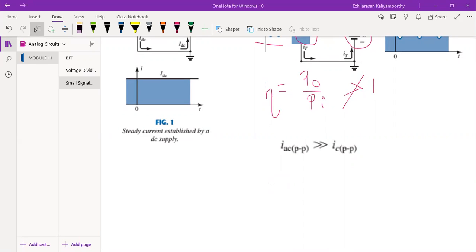One is the small signal model, another one is the large signal model. Here we are going to perform the small signal model analysis. Here two things will also be there. One is DC, connecting the DC supply. The second one is connecting the AC signal source. That is also we are going to connect.